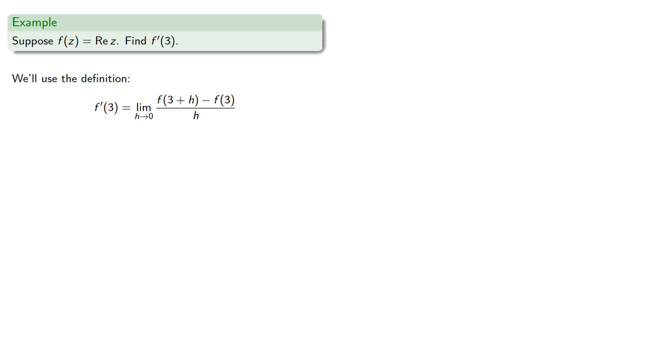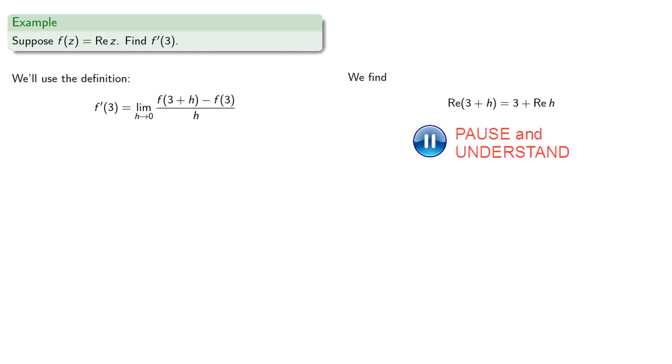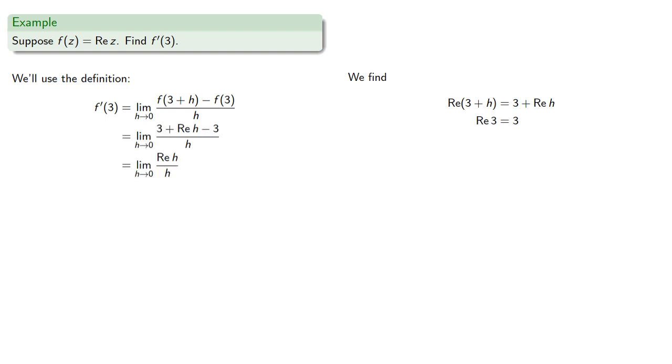We need to fill in some of the pieces. So the real part of 3 plus h will be. And the real part of 3 is just 3. And so our difference quotient becomes. And we need to know what happens to the real part of h as h goes to 0.